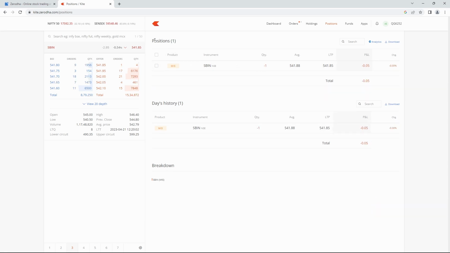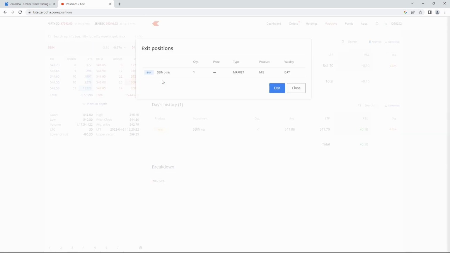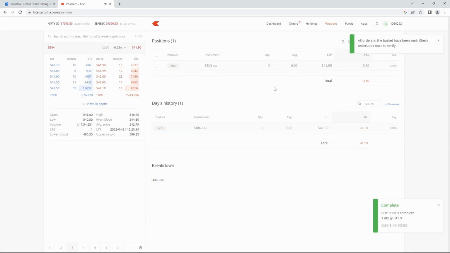In this particular position section, you will be able to understand that this position is being shown by these different values, which are the quantity which you have placed, the average price at which the order has been executed, the LTP, the latest trading price, which is going right now in the market, and the PNL, the value which is the difference between this particular stock and the change in this stock range. If you want to exit this particular position, you will be able to click on this option and you can simply exit this by clicking this button. And as you can see, we have exited this position with a loss of 0.10 paisa.